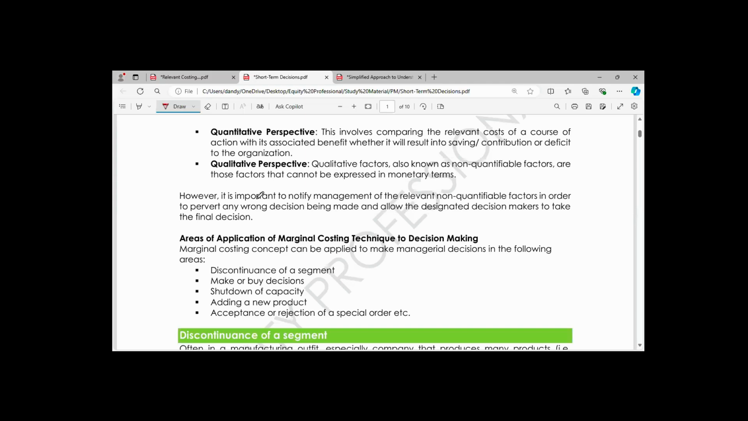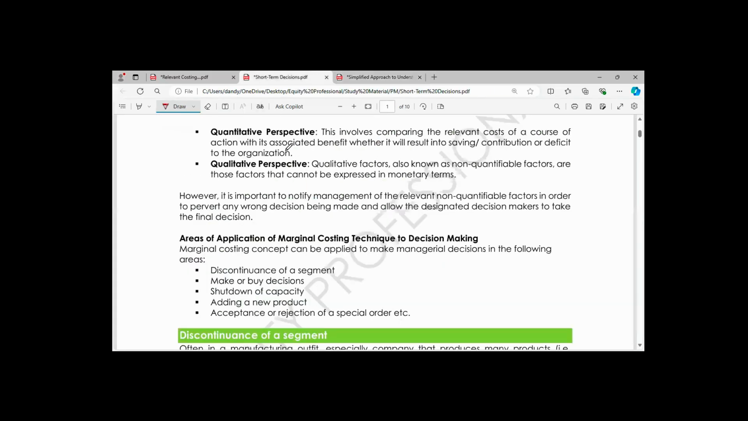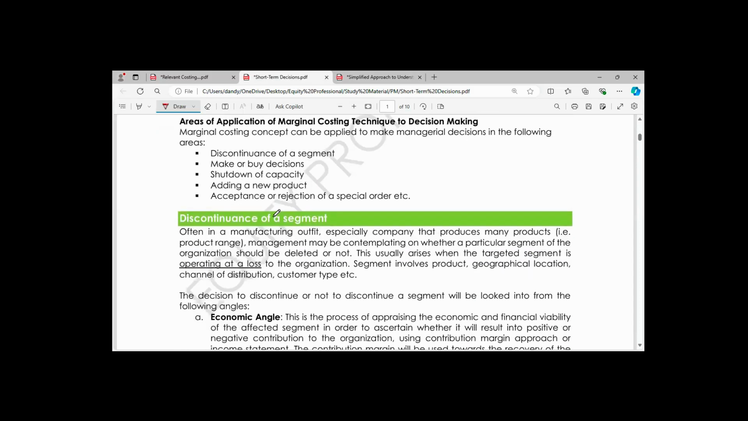Marginal costing technique can be used to aid managerial decisions in the following areas, including: number 1, discontinuance of a segment; 2, make or buy decisions; 3, shutdown of capacity; 4, adding of a new product or segment; 5, acceptance or rejection of a special order; 6, pricing decision; 7, linear programming; 8, optimal product mix decision; 9, cost, volume, profit analysis.